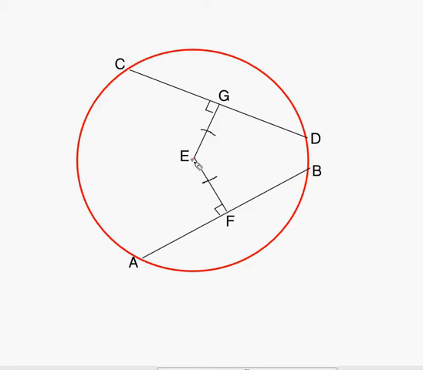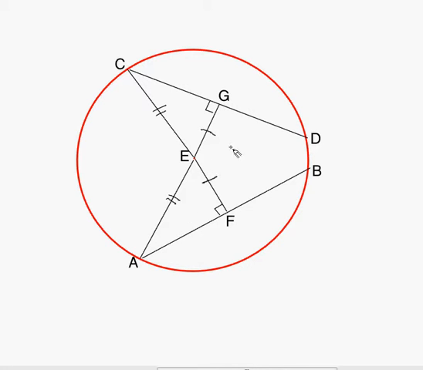Notice E is the center of the circle. So what we can do is draw radii from E to A if we so choose. And we can draw a radius from E to C if we would like to do that. And these two radii are congruent because all radii in a circle are congruent. So we can write these two as being congruent.